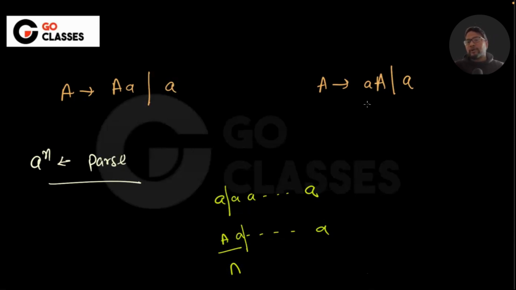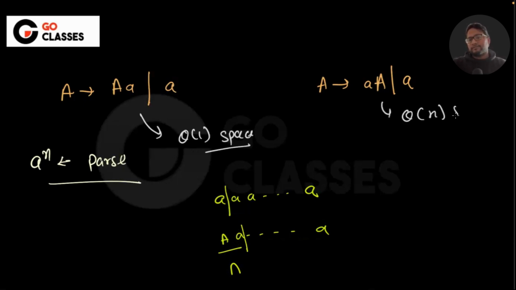And here you have to take the decision very late. So that's why you will say that this will be taking theta of one space, and this will be taking theta of n space.